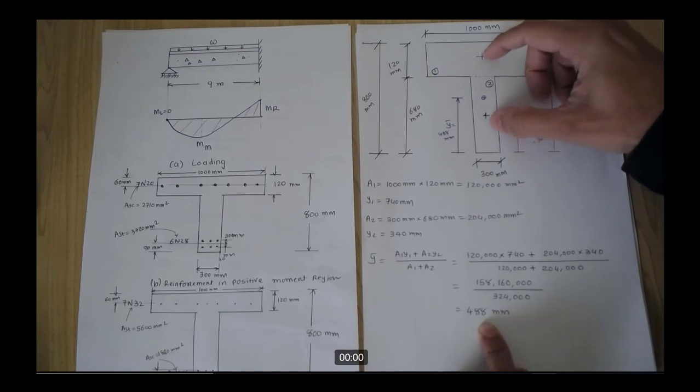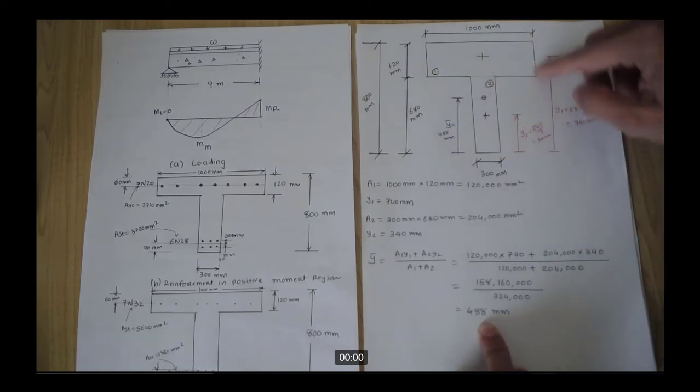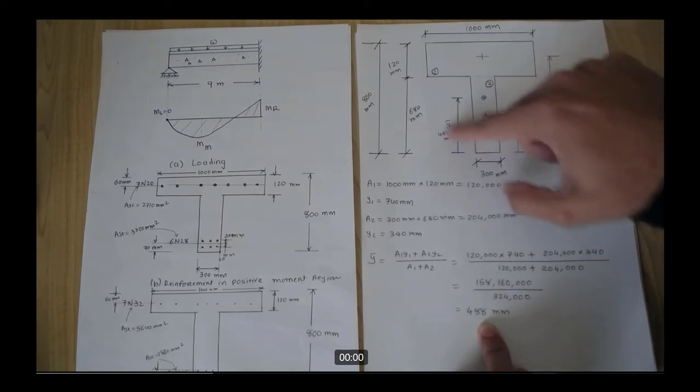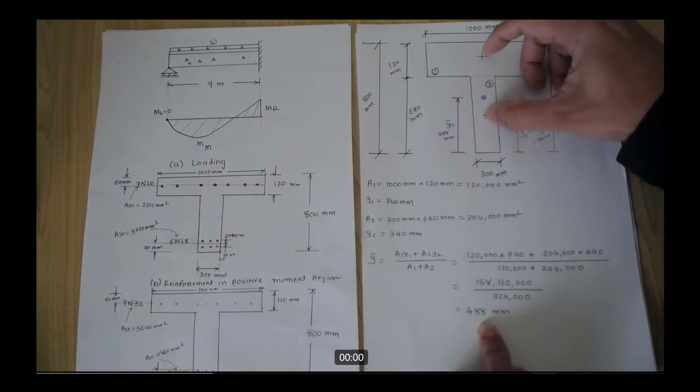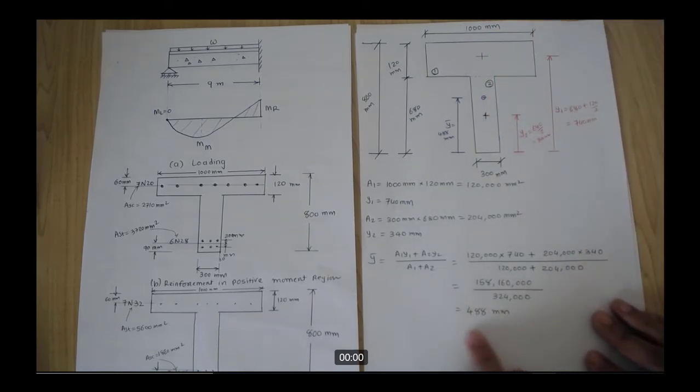Now that's a quick check that makes sense: the centroid of this composite shape, the centroid of the whole cross section, is sitting between the two individual centroids. That gives us a partial verification that this value of 488 millimeters is correct. Now this calculation helps to calculate the moment of inertia, which we will explain in the next video. Thank you.